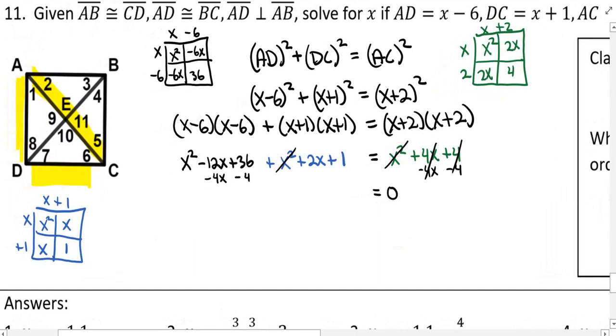And then on the left side, we have an x squared right here. We have a negative 12x and a negative 4x, which is negative 16x, and then we have the 2x here as well. So if we get all of them together, negative 16 plus 2 is negative 14x. And then we have a 36 minus 4, which is 32, those two right there, plus the 1 over here. So 36 minus 4 is 32, plus 1 is 33.